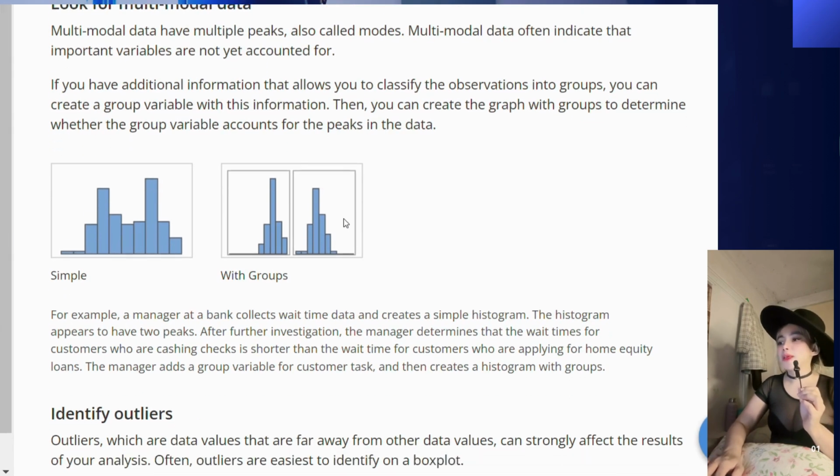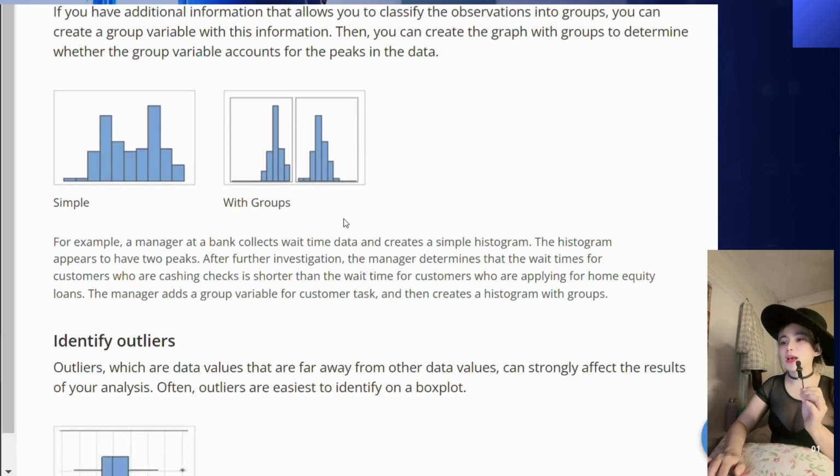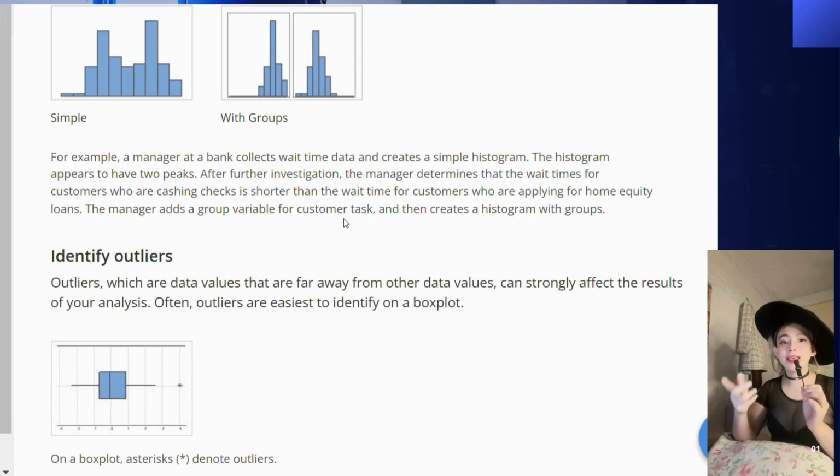Isn't it amazing? The last one, guys, is identify the outliers. It will just tell you the N asterisk.